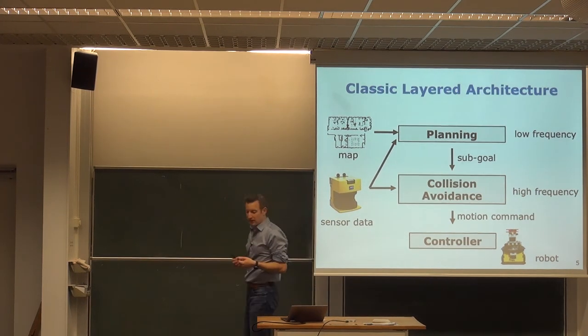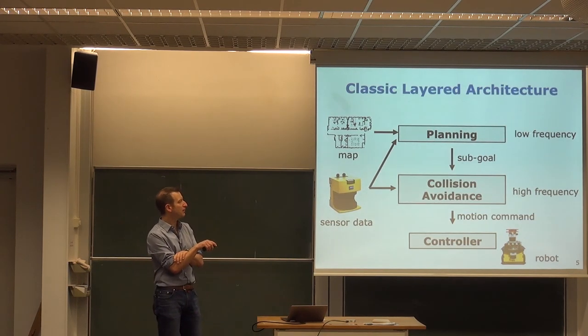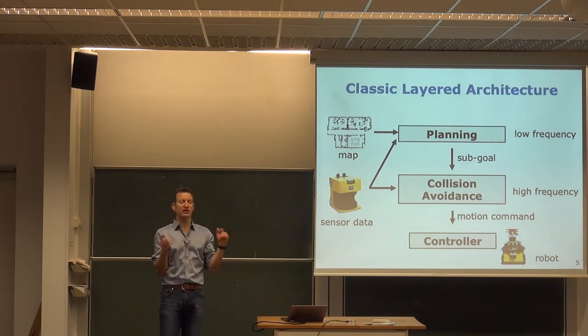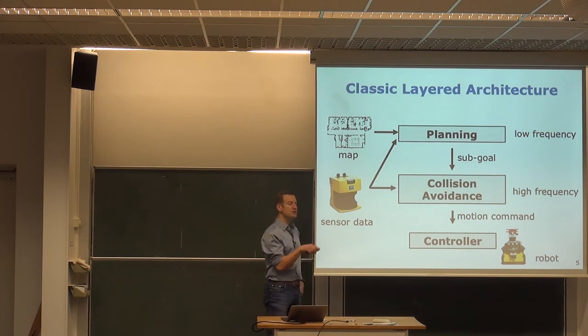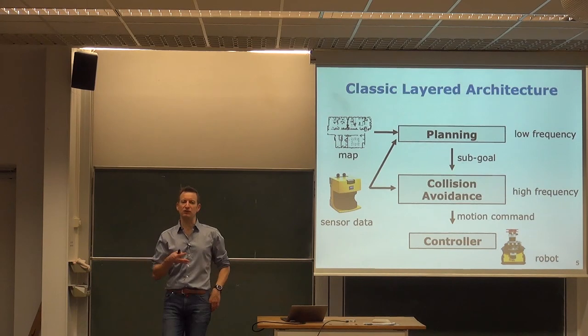avoidance system. And this runs at a much higher frequency because planning is computationally expensive, so you may want to run this on a, whatever, once per second, or once every 3 seconds or 10 seconds, something in this order, depending on how complex your plans are. But collision avoidance, you have to run at a higher frequency because you want to react to, let's say, people moving around in the environment.